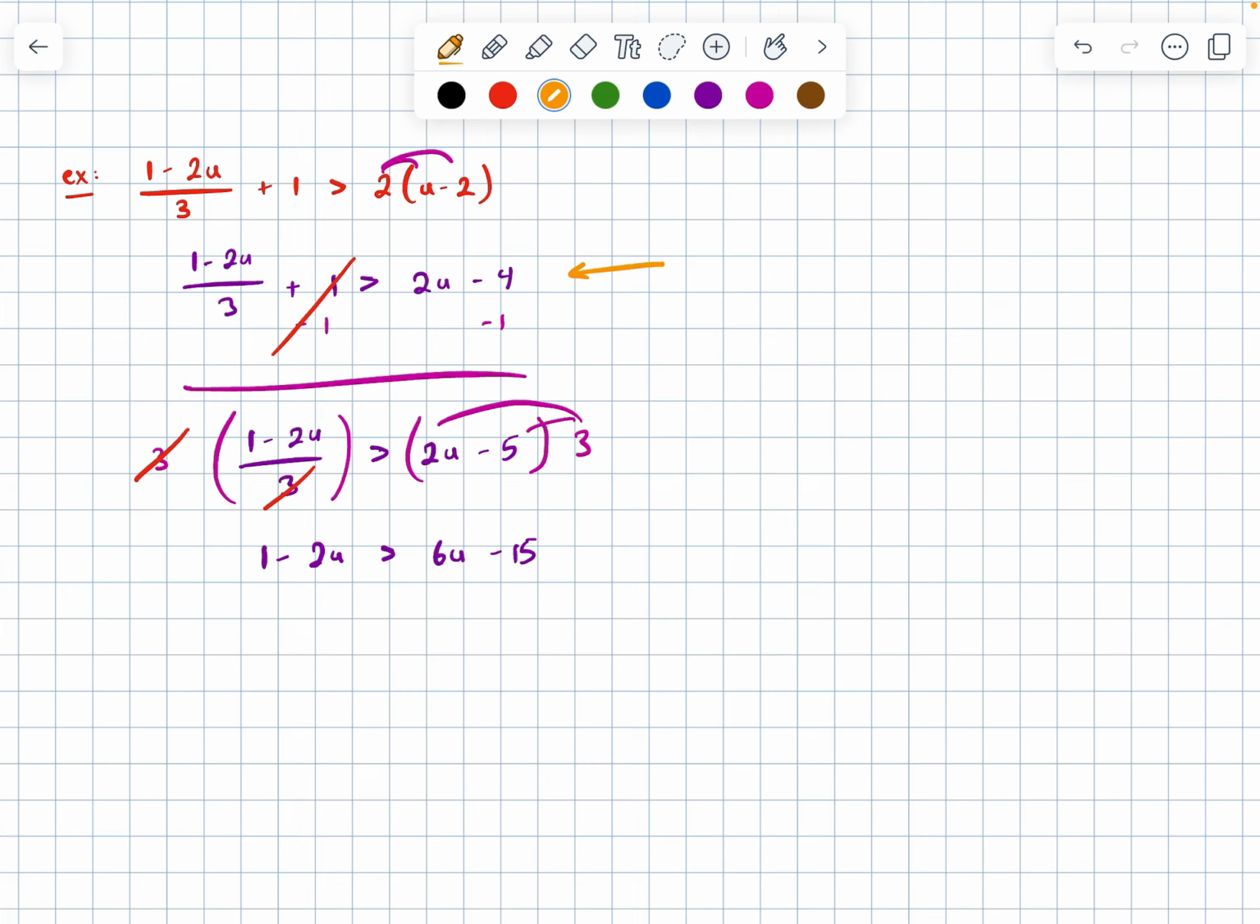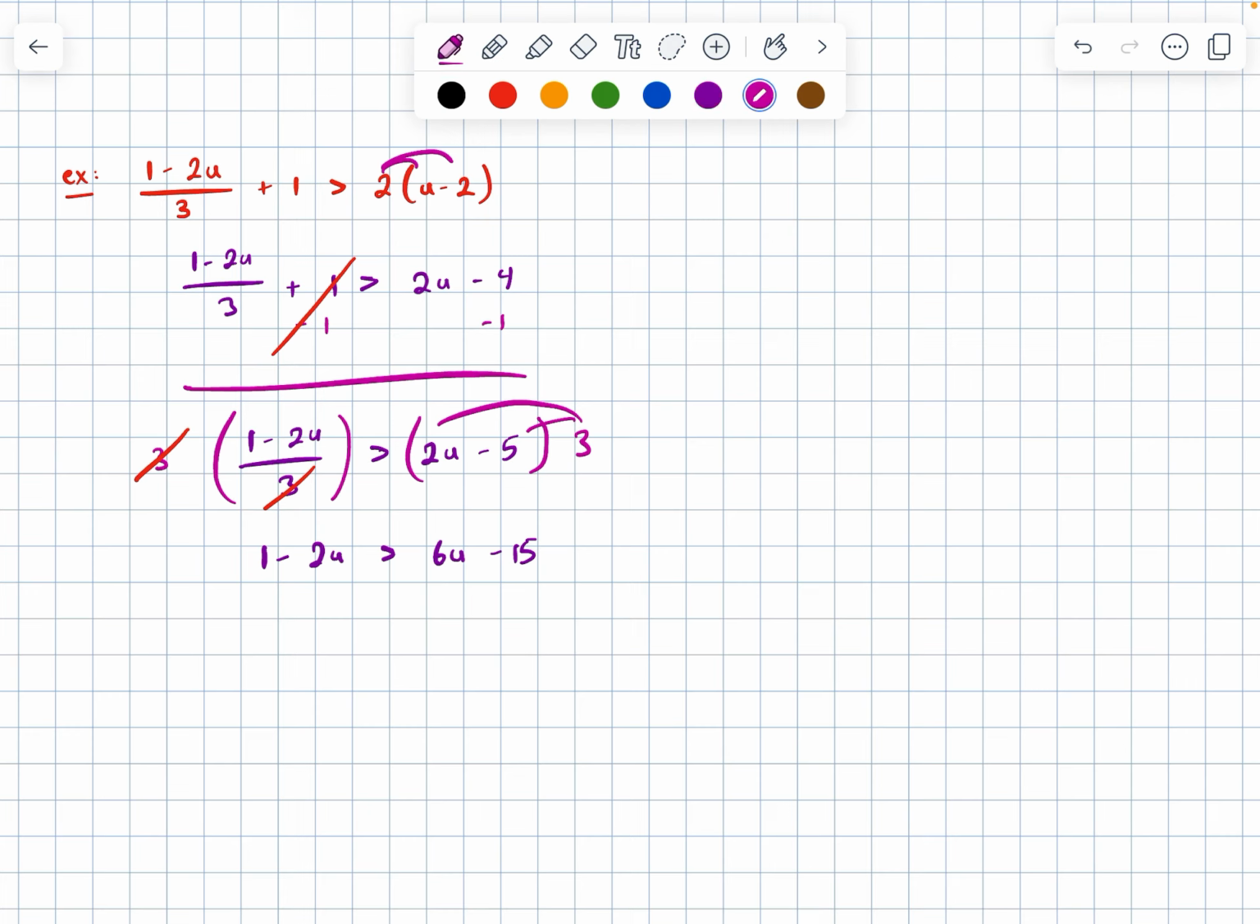The idea is, if I did it above, like over here with my orange arrow, or if I did it up here, well, doing it up here might be weird because then I'm not sure what to do before I distribute. Doing it in that second line might be weird because I might forget to do it to this plus 1. So by holding off until doing it now, I'm making a kind of strategic choice. But if you remember that when you multiply something, you need to multiply every term by that thing, that's totally cool too. So from here, either way, I've got 1 minus 2u is greater than 6u minus 15.